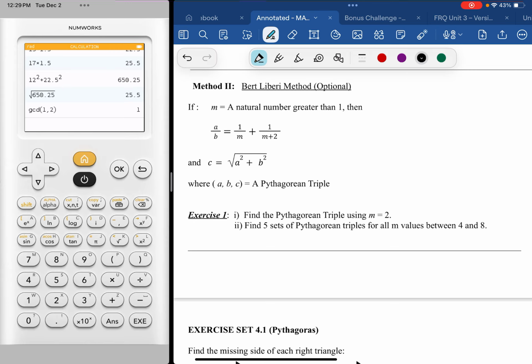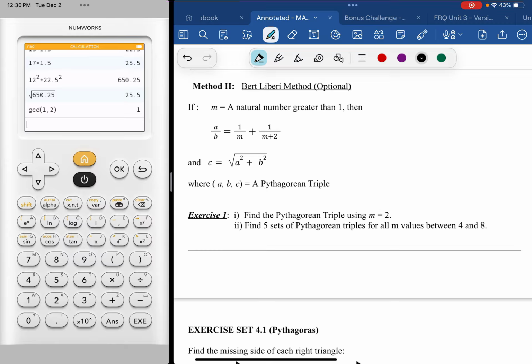It's optional, but it's interesting. If m is a natural number greater than 1, then a divided by b is going to be equal to 1 over m plus 1 over m plus 2. And the c value will be equal to the square root of a squared plus b squared, where a, b, and c would be a Pythagorean triple. This is not using u and v, so it's different, but it'll amount to essentially the same thing. So find the Pythagorean triple using m equals 2.